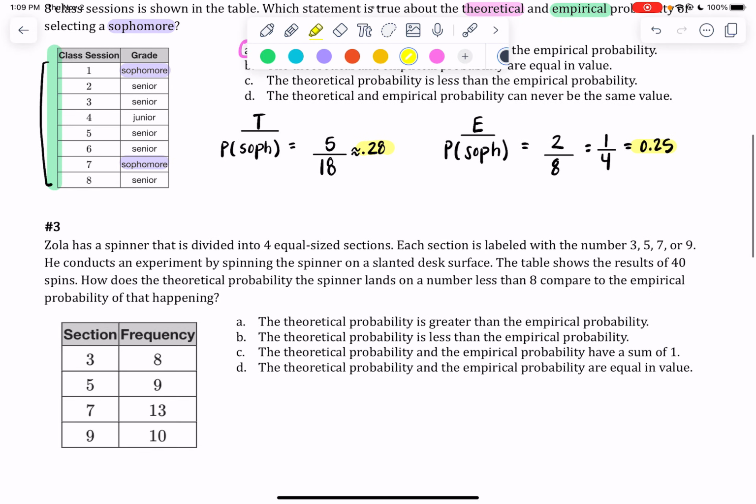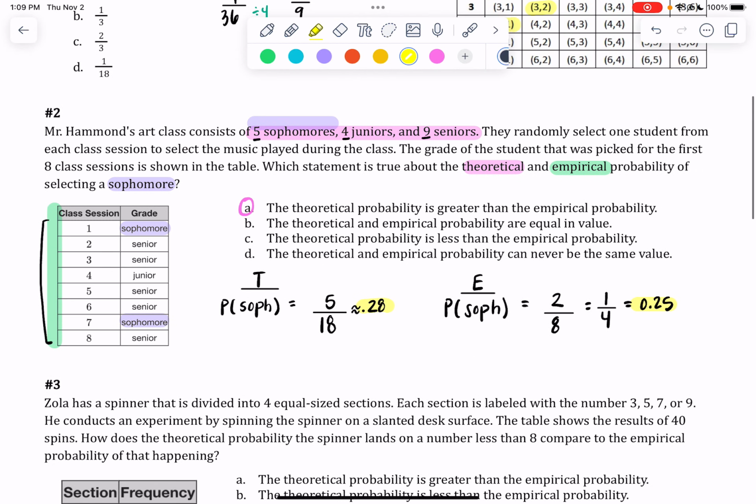All right, and then number 3, I'm actually going to, before I go down to number 3, of course, if we look at B, it says they're equal, so that's not true. And C says theoretical is less than empirical, which is not true either. But D says they can never be the same, and that's not true. They totally can be the same, just based on how the outcomes happen. Something like this may be kind of hard to determine at first, but they absolutely can be the same.